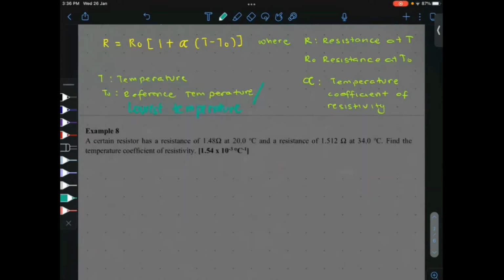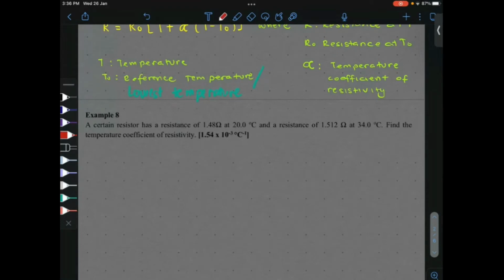Okay, we do one example together here. What we have here is a certain resistor has a resistance of 1.48 ohm at 20 degrees Celsius. Okay, and a resistance of 1.512 ohm at 34 degrees Celsius. So as you can see, you have two temperature here. One is 20 degrees Celsius and another is at 34 degrees Celsius. And also you have different resistance for different temperature. Untuk 20, 1.48. Untuk 34, you have 1.512 ohm. Okay. So this directly proves that when the temperature increase, the resistance is also going to increase.